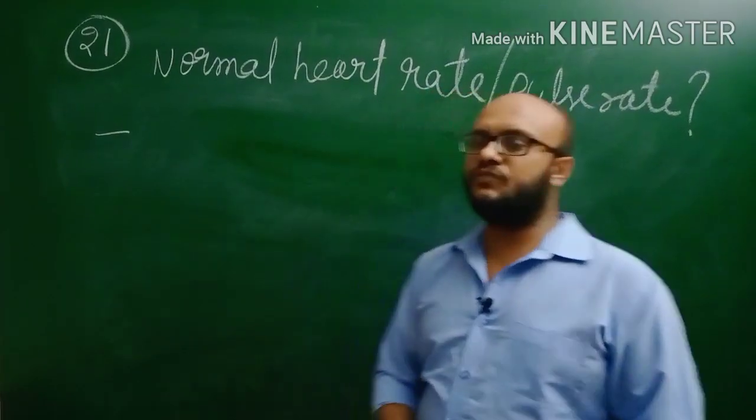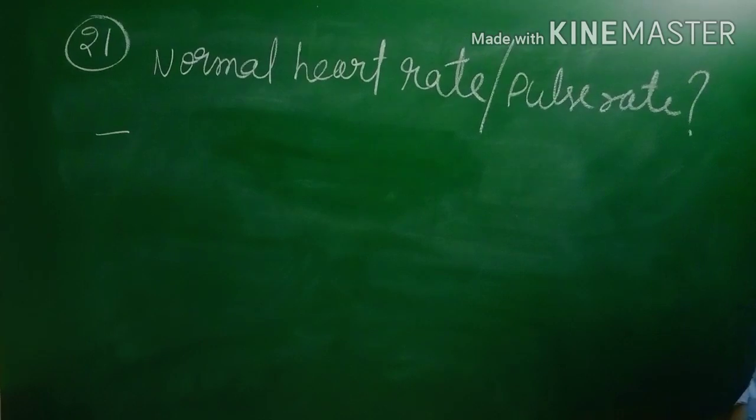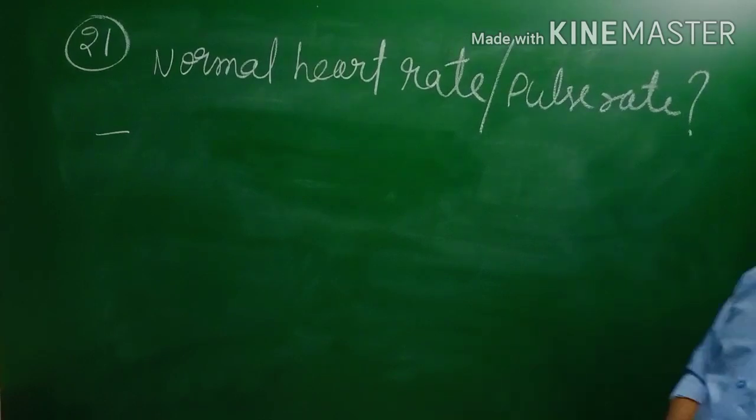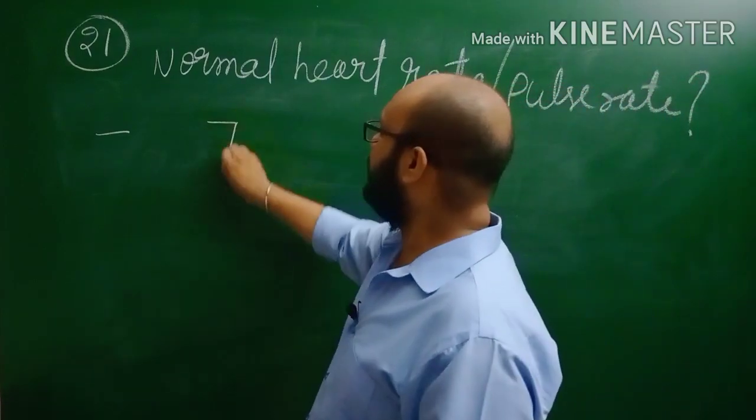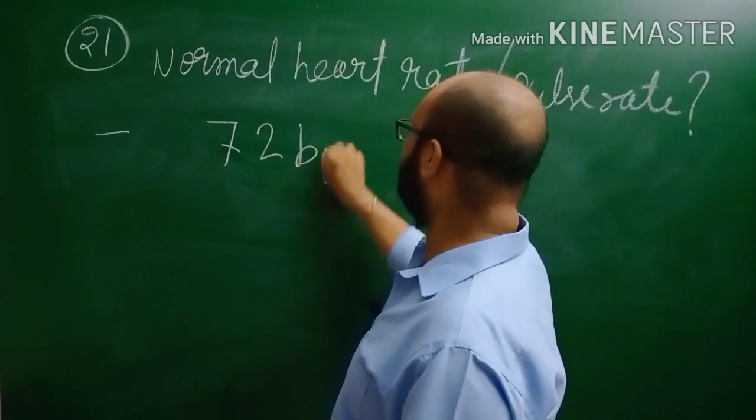Last question of this video. What is the normal heart rate or pulse rate? In a healthy adult, normal heart rate or pulse rate is 72 beats per minute.